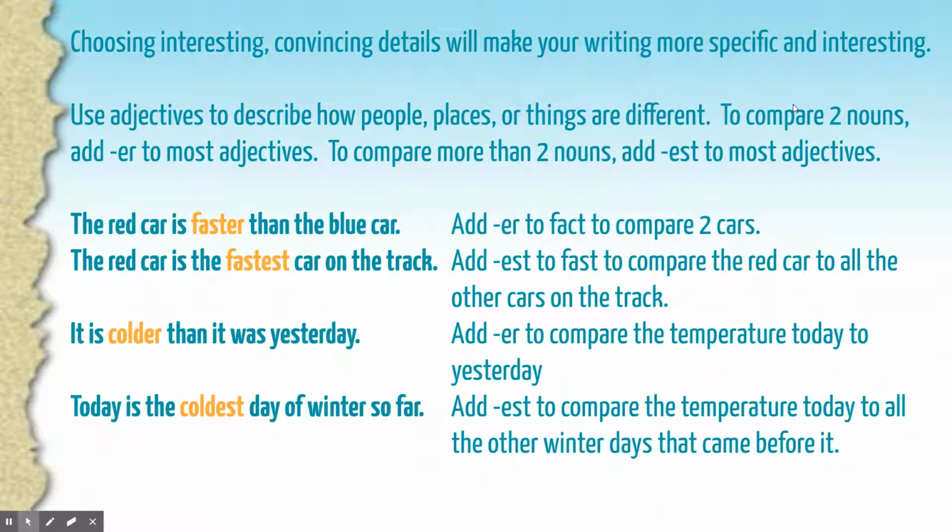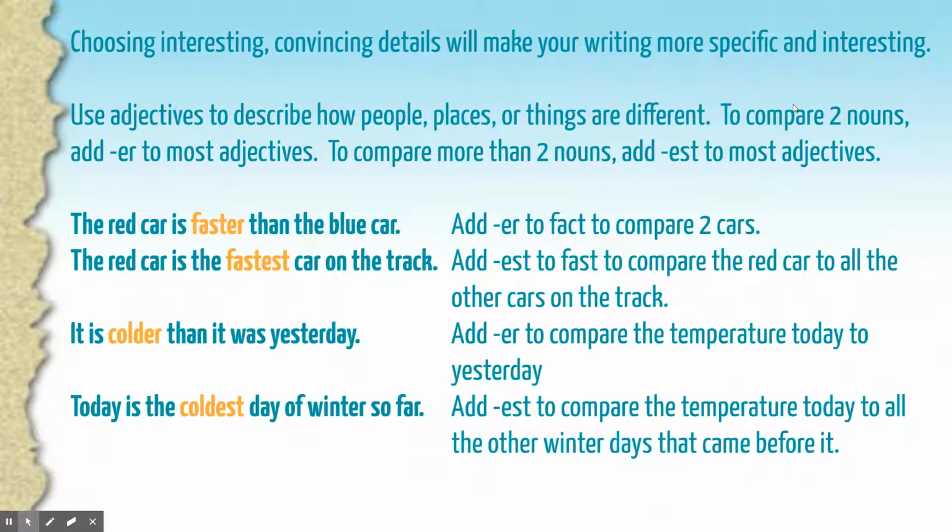When we use adjectives to describe how people, places, or things are different, we are comparing those two nouns. The way that we compare two nouns is by adding -er to the end. To compare more than two nouns, we're going to add -est to the end of most adjectives.